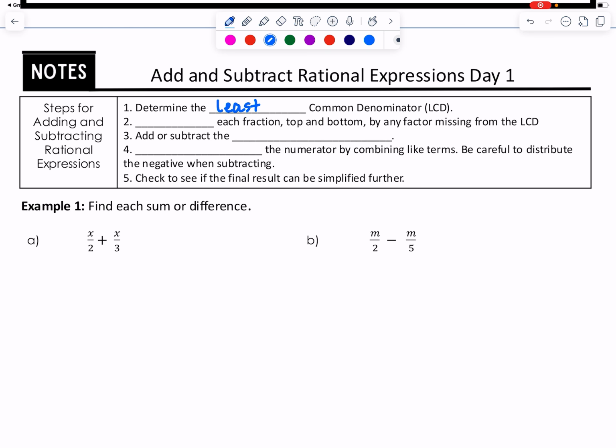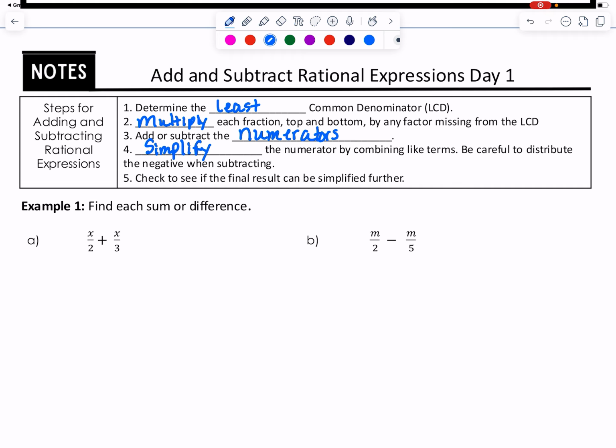In step 2, you will multiply each fraction, top and bottom, by any factor missing from the least common denominator. In step 3, you will add or subtract the numerators. In step 4, you will simplify the numerator by combining like terms. Be careful to distribute the negative when subtracting. In step 5, you check to see if the final result can be simplified further.